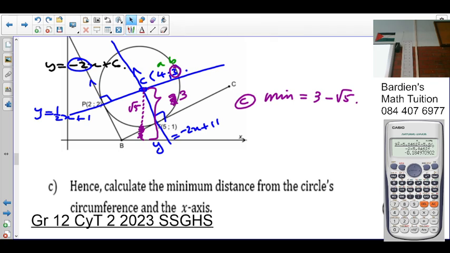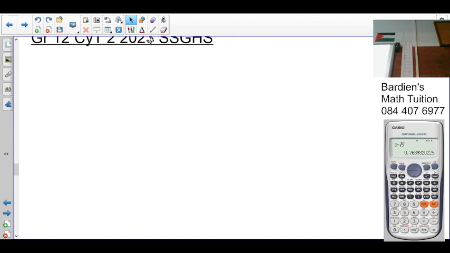If you want, you can leave it like that, or you can just work it out. 3 minus the square root of 5 gives you an answer of 0.76. So any one of the two will give you the full mark. Let's carry on.